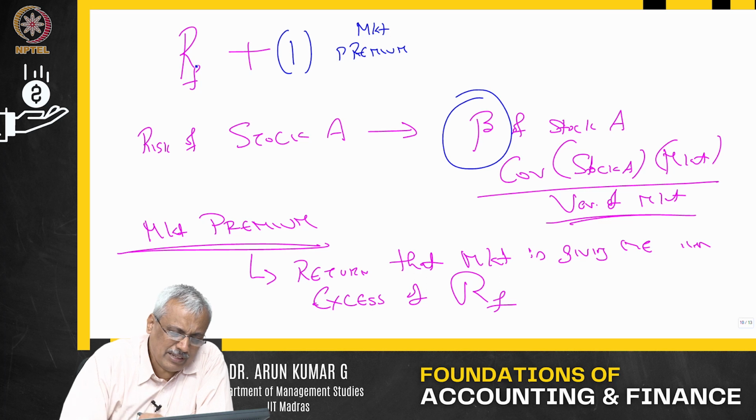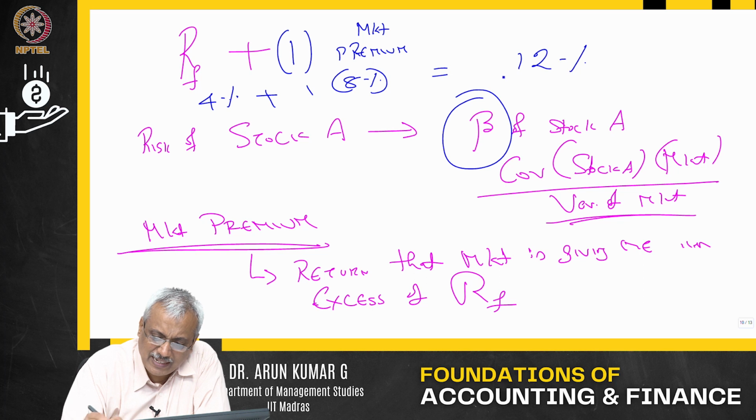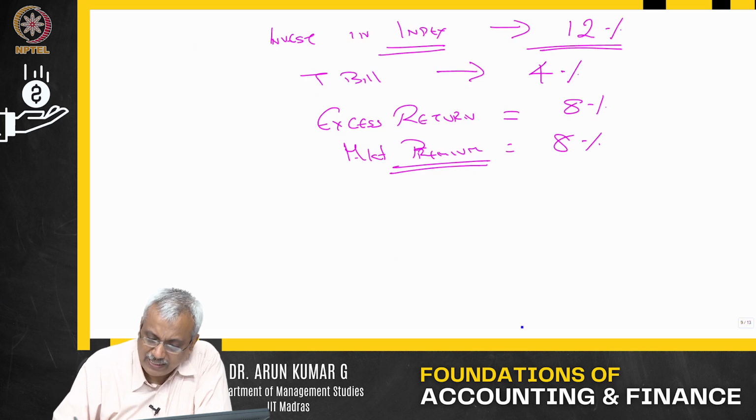So, in that case what happens? My risk free rate is 4% I will get, plus beta of the market is 1, and then my market premium is 8% as you see. So, what I will get? I will get exactly 12% out there, which we saw is the return of the index.